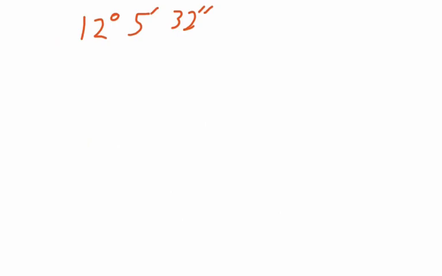Now we're going to do this the other way, where I change this into just degrees. So what I'm going to do is take my 32 minutes and convert them using 60 seconds in 1 minute. So we're going to do 32 divided by 60, and that turns out to be 0.533.